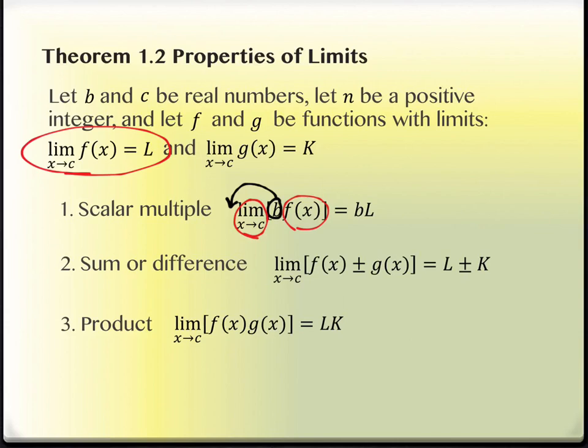And then the last one on this screen talks about the product. And again, can't I just do the product of the limits? And the answer is yes, it can. So I can take the limit of f of x, that's L, and I can take the limit of g of x, that's k, and I can just multiply L and k together. What I expect to have happen is going to happen.